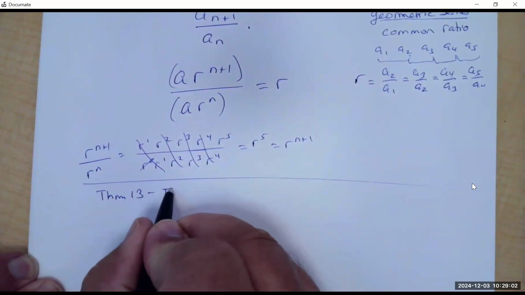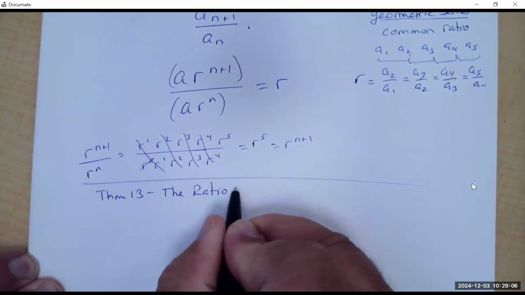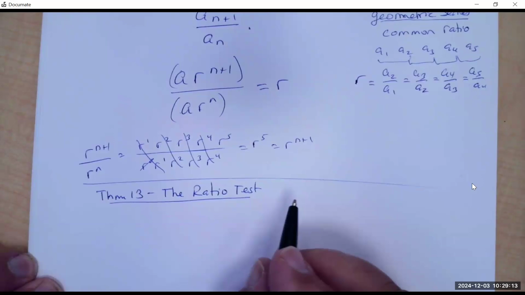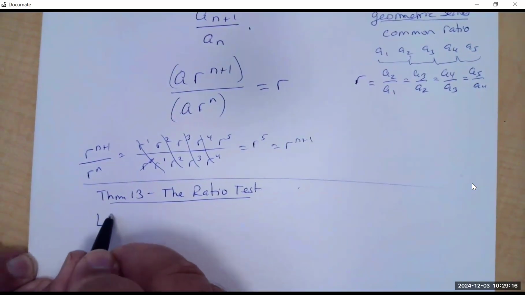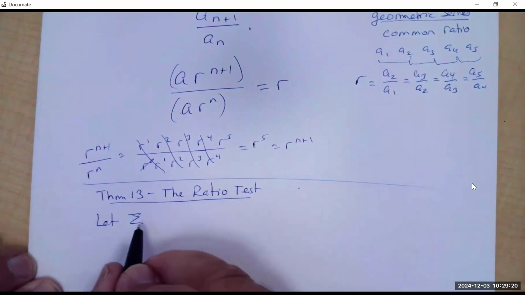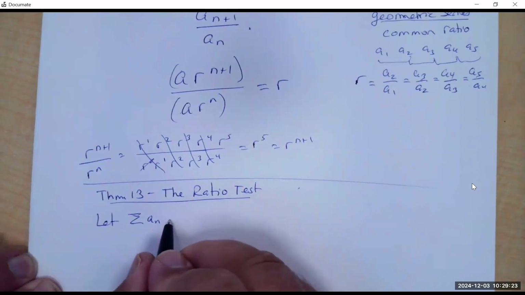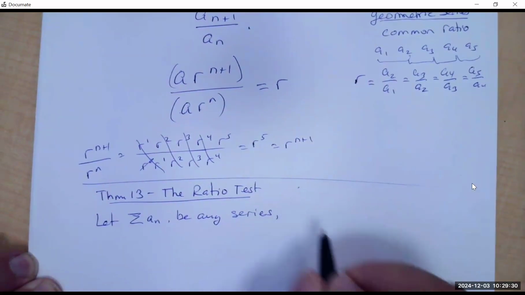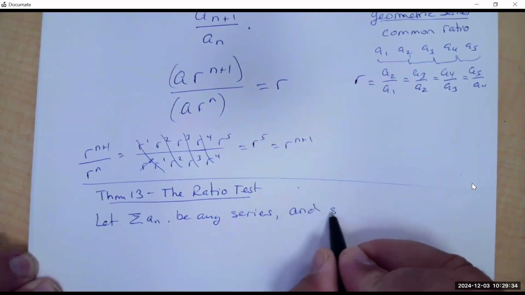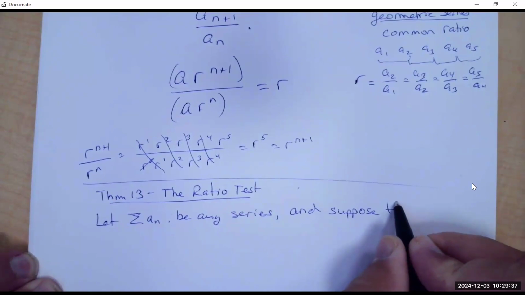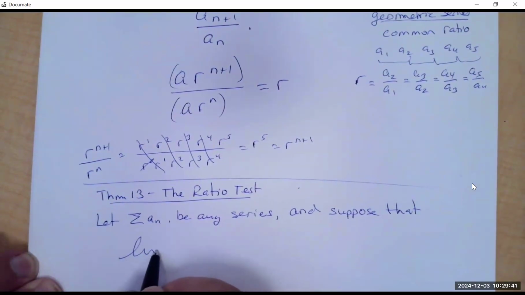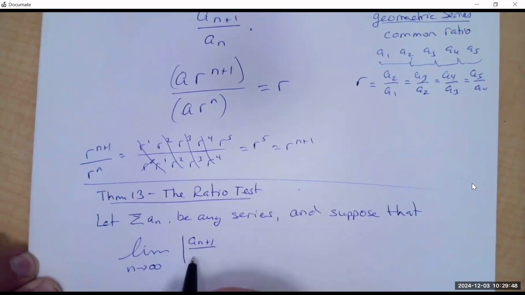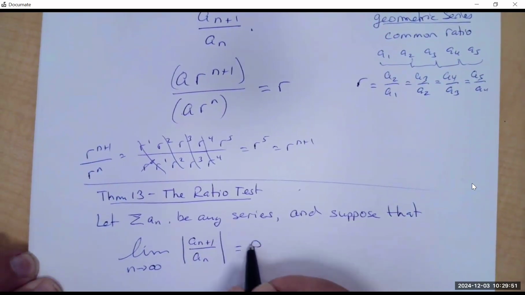Theorem 13, the ratio test. Let the summation of a sub n be any series whatsoever, and suppose that the limit as n goes to infinity of the absolute value of a sub n plus 1 over a sub n is equal to some value p.